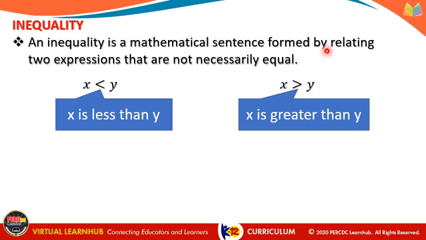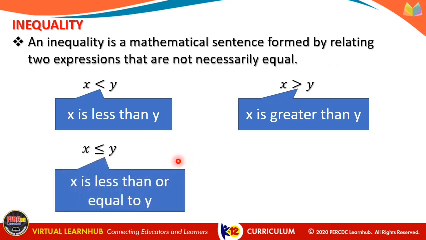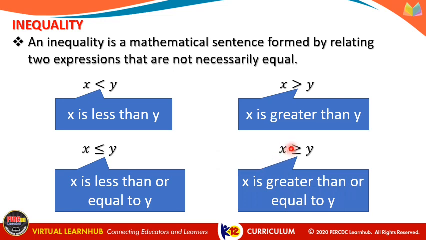Now, pwede rin actually nasabihin mo na ang x is less than or equal to y. So, di ba, kapag meron yung bar sa baba, ibig sabihin nito, pwede silang maging equal, pero pwede rin na si x ay hindi equal sa y. Pwede rin na si x mas mababa sa y. Of course, yung counterpart, x is greater than or equal to y. So si x pwedeng equal kay y, pero pwede rin na si x ay mas mataas sa y. So these are inequalities.